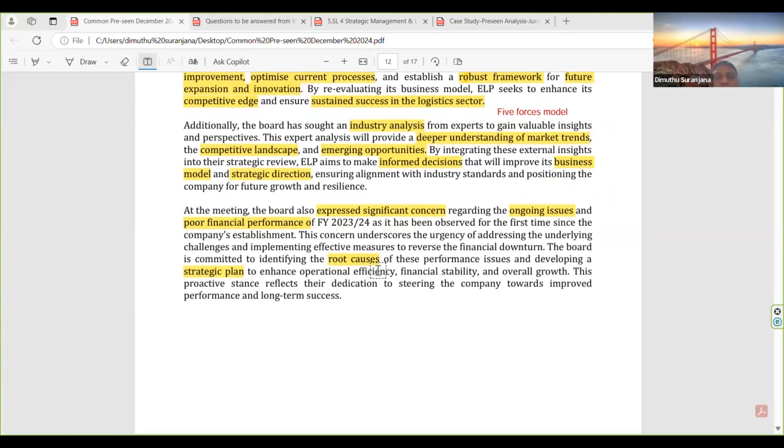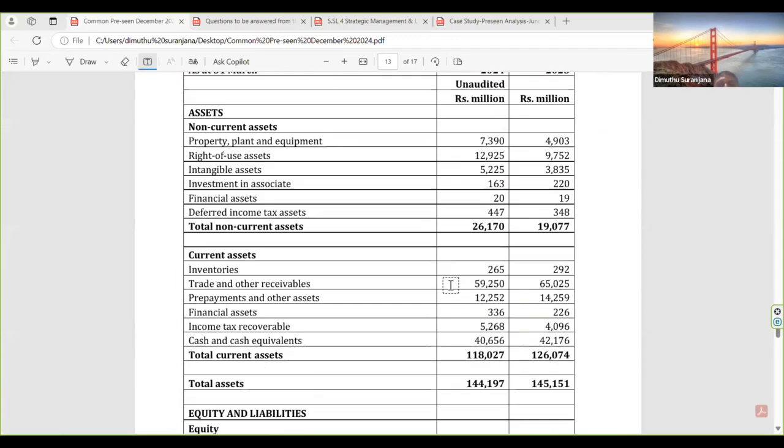At the meeting, the board also expressed significant concern regarding the poor financial performance of financial year 2023-24, as it has been observed for the first time since the company's establishment. This concern underscores the urgency of addressing the underlying challenges and implementing effective measures to reverse the financial downturn. The board is committed to identifying the root causes of these performance issues and developing a strategic plan to enhance operational efficiency, financial stability, and overall growth. This proactive stand reflects their dedication to steering the company toward improved performance and long-term success. I think after that, the financial data are there.